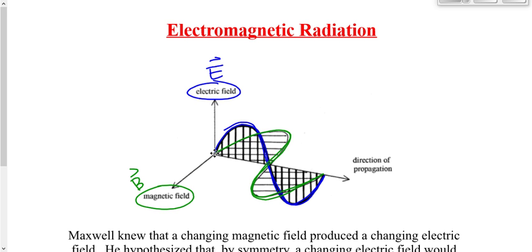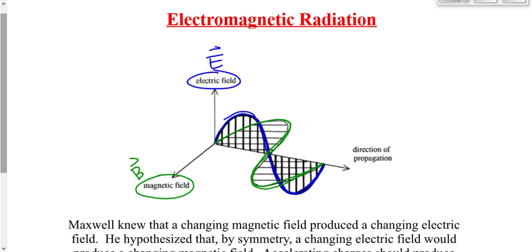The theory behind this EMR came from a Scottish guy named James Clerk Maxwell. He knew already, this was established already, that a changing magnetic field would produce a changing electric field. And he hypothesized by symmetry. Physics is a very symmetrical discipline. When A causes B, then B will often cause A. We talked about that a little bit in the last unit. Electricity causes magnetism. Well then, why can't magnetism cause electricity? Maxwell hypothesized that by symmetry, a changing electric field would produce a changing magnetic field.